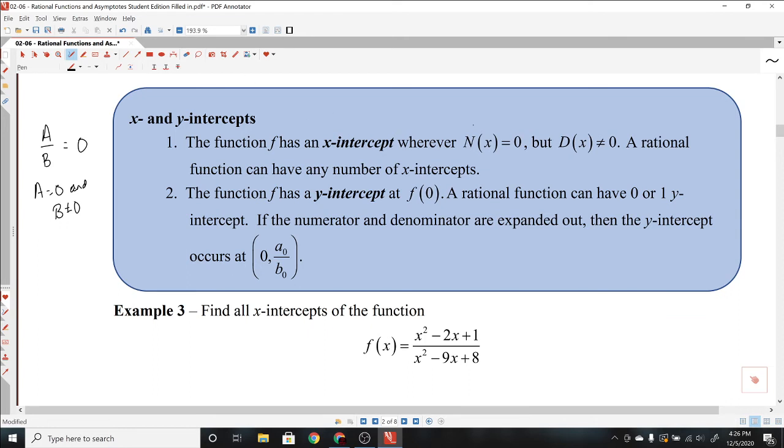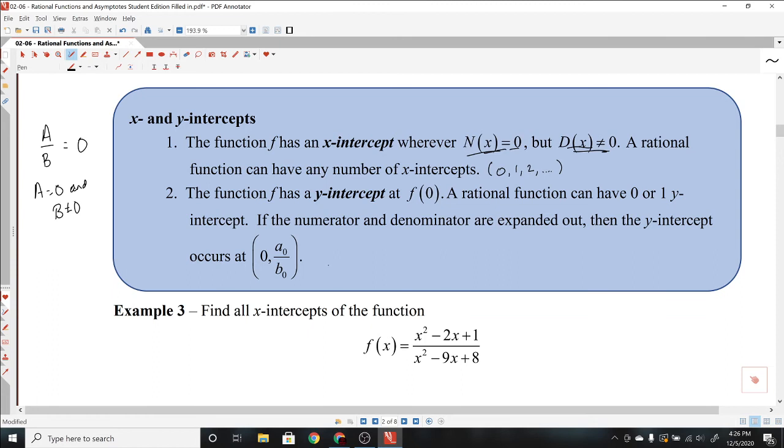So the function has an x-intercept whenever the numerator is 0, but the denominator is not 0. A rational function can have any number of x-intercepts, and by any number, we mean that there could be 0, 1, 2, 3, 4, as many as you want.